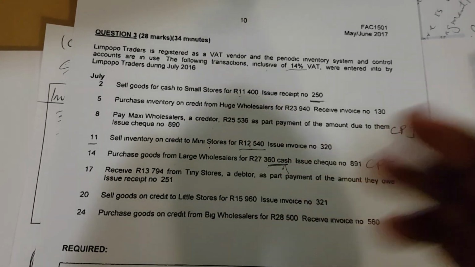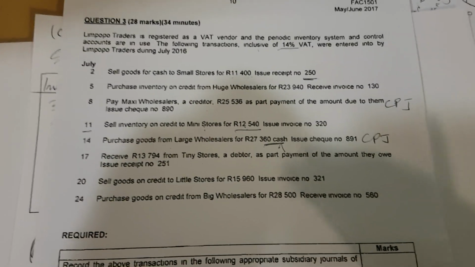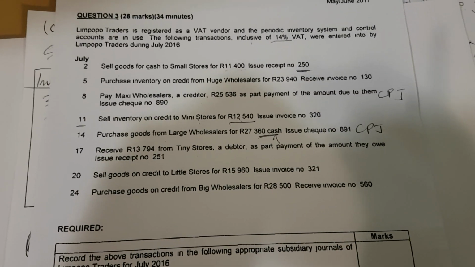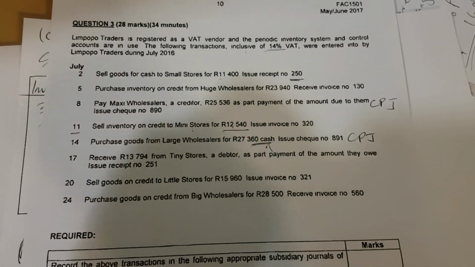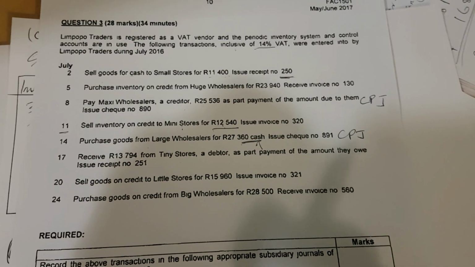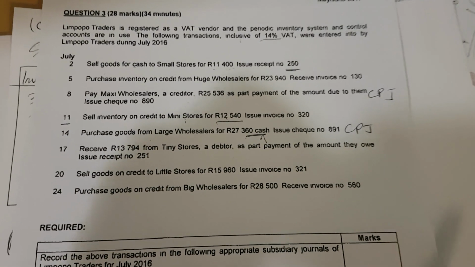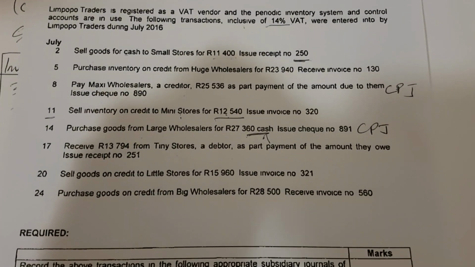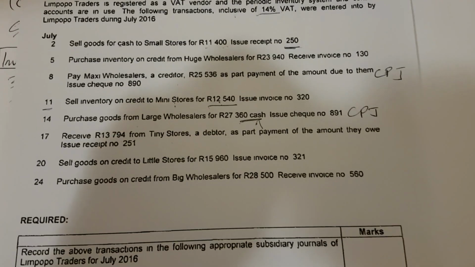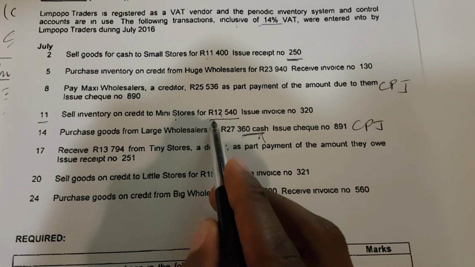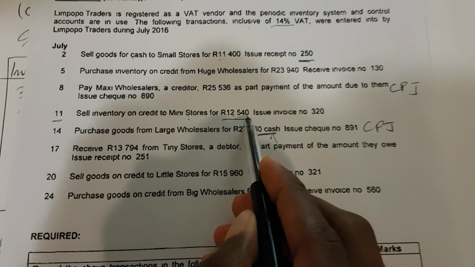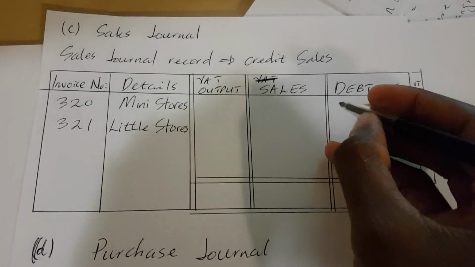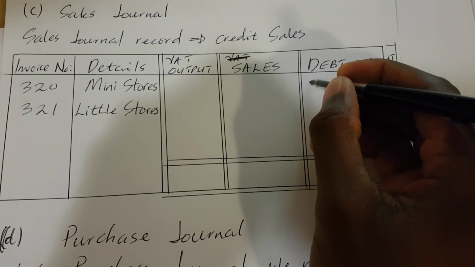So if you sell your goods on credit, you are creating a debtor. A debtor, remember, is the person that is owing you. A person or a company that owes you is your debtor. So the amount that they are owing you, you record under the debtors control account. So now we're going to record this amount under the debtors control account. How much are we recording under debtors? It's 12,540. So we'll come here and say on the sales journal under the debtors side for Mini Stores we have 12,540.